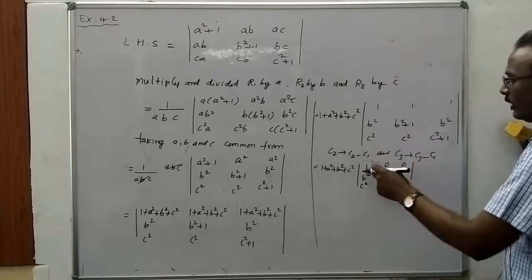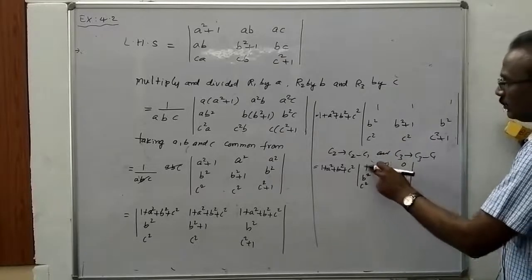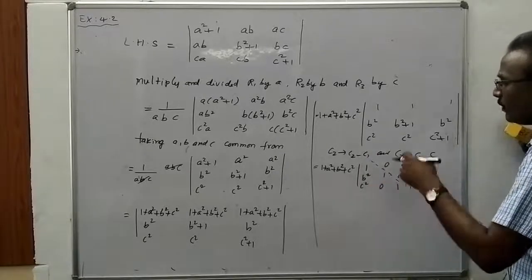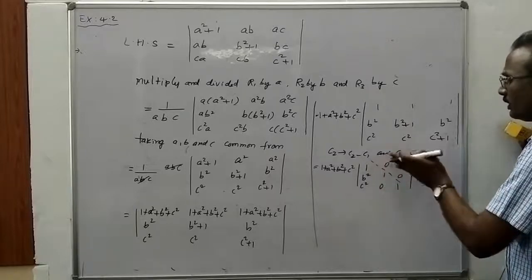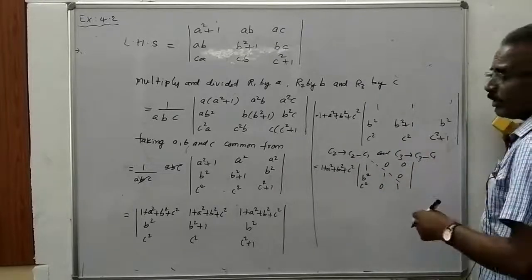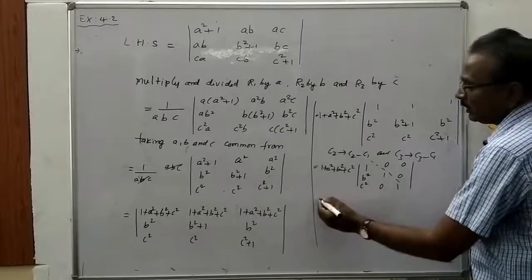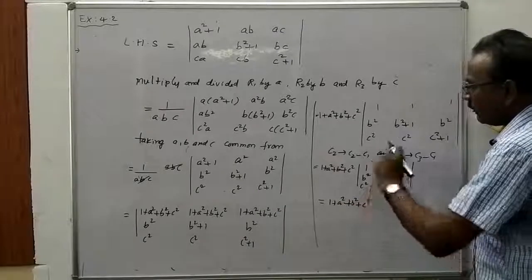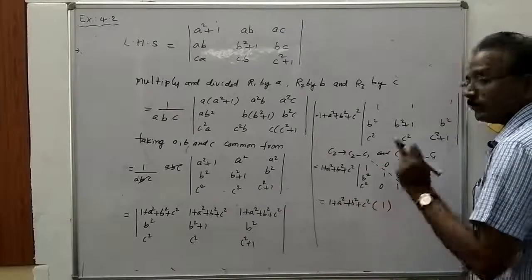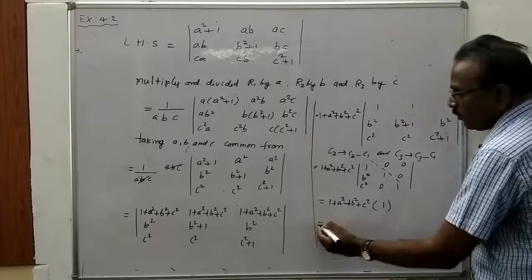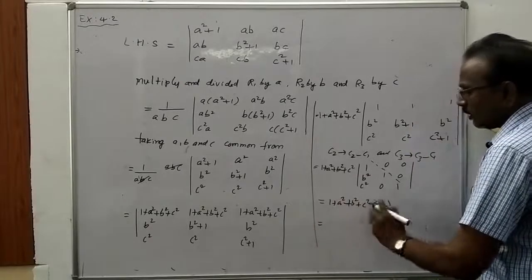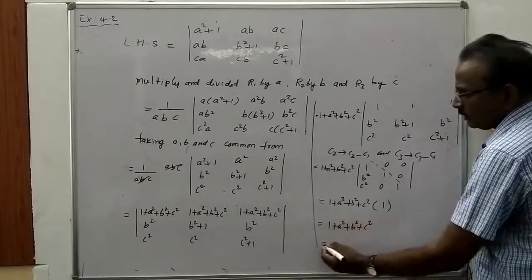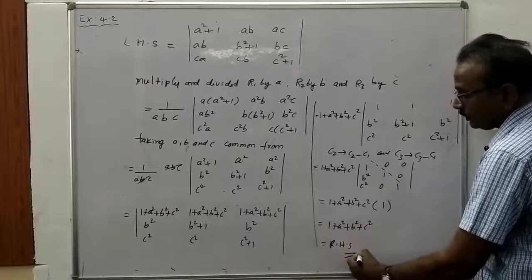Then the value of the determinant is the product of the principal diagonal elements, that is 1 into 1 into 1 is 1. Using the property, when all elements above the principal diagonal are zeros, the value of the determinant is the product of the principal diagonal elements. The value of this determinant is 1 by using property 8. So 1 plus a square plus b square plus c square into 1 is the same as 1 plus a square plus b square plus c square. So this is the RHS. So this is the proof.